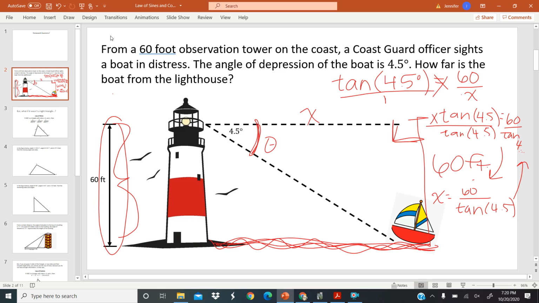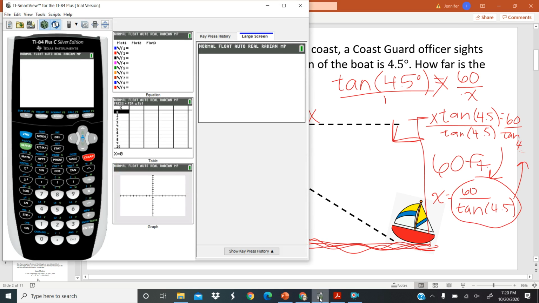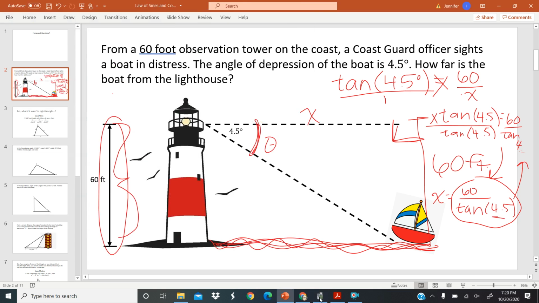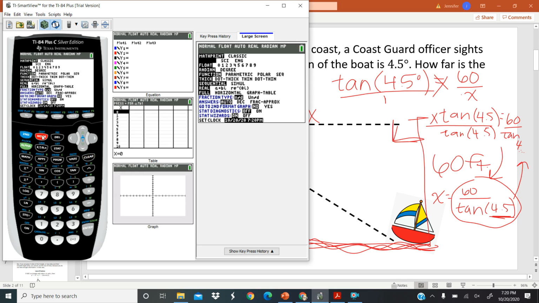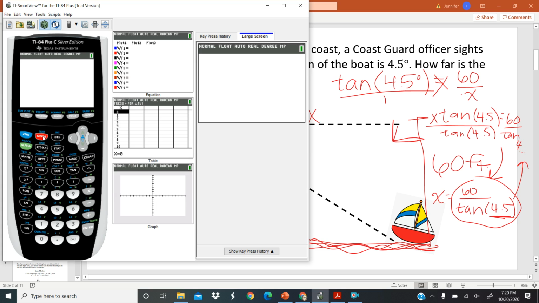So then we're going to want to type all of this into a calculator so that we can find out basically what the numerical answer is. So I'm going to go to my calculator, and the first thing that I want to do is make sure my calculator is in degree mode because that 4.5, that's degrees, and we need the tangent of 4.5 degrees. So I'm going to go to mode on my calculator, and the third option down is radian or degree, and make sure you put that in degree mode. And then just hit second mode to quit.